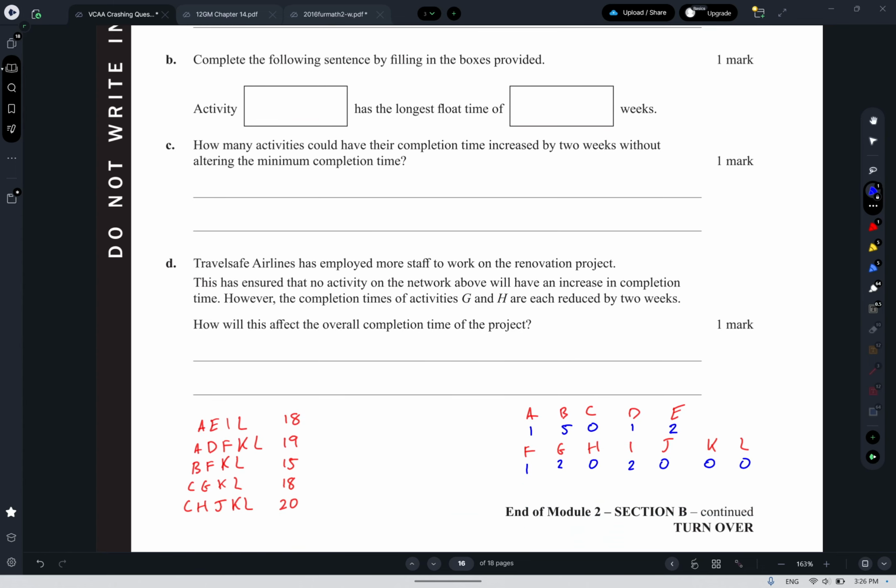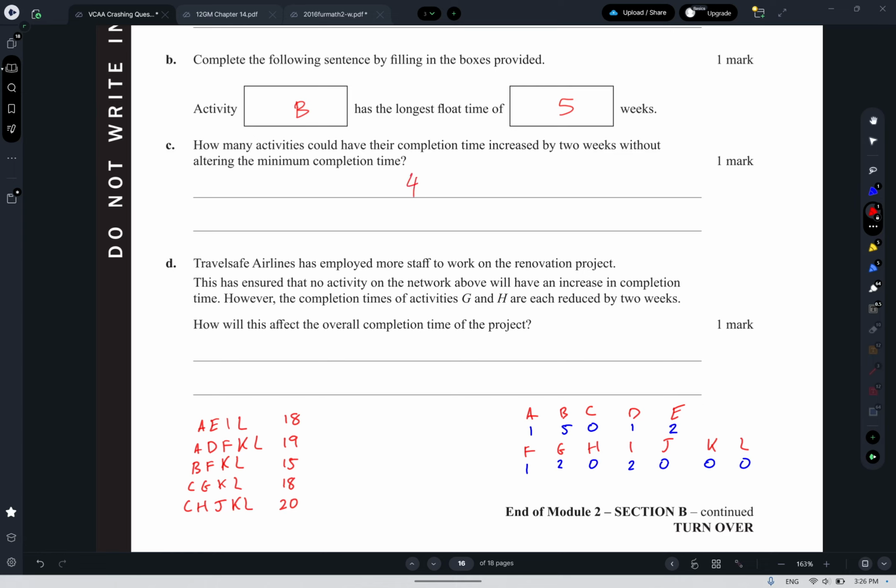So the longest float time is going to be activity B with a float of 5. So B and a 5. How many activities could have their completion time increased by 2 weeks without altering the minimum completion time? So how many activities have a float of 2 at least? So B, E, G, and I, so that's 4 of them.